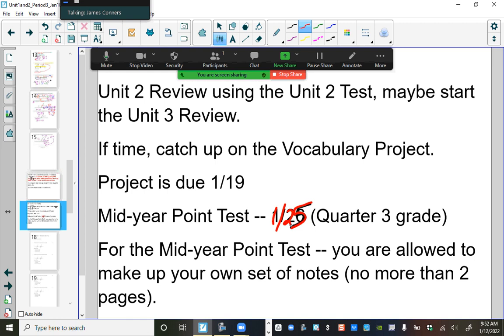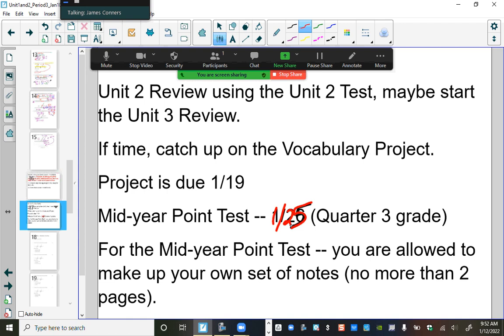You are allowed to make up your own set of notes. Basically, write down important information based on all these review activities that we're going to be doing. You're allowed no more than 2 pages, though. You will be allowed to use whatever 1 to 2 pages of notes you make up. That's actually going to be a homework grade. So think about it like this. Major opportunities to start off on a great foot to start off the 3rd quarter. Those are going to be the first 2 grades of the 3rd quarter, depending on what we cover between now and next week.